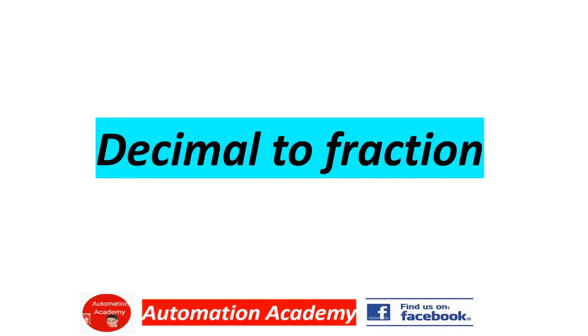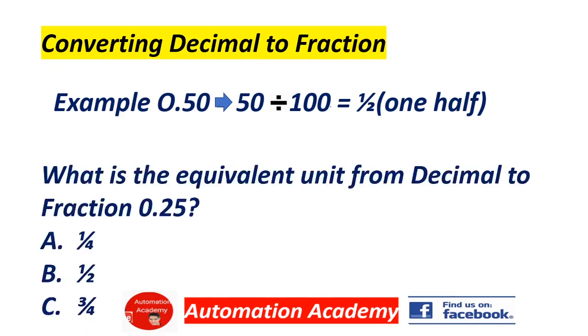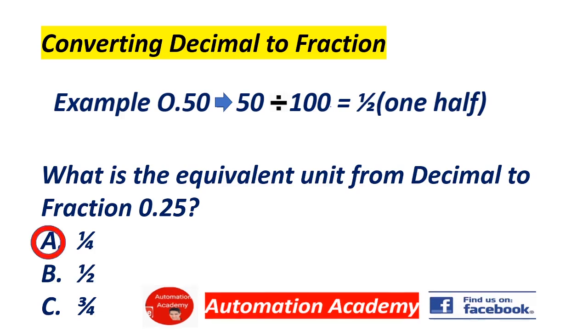Our next topic is decimal to fraction. Converting decimal to fraction. Example, 0.5. 50 divided by 100 equals 1/2. Example, what is the equivalent unit from decimal to fraction? 0.25. A, 1/4. B, 1/2. C, 3/4. Answer A, 1/4.